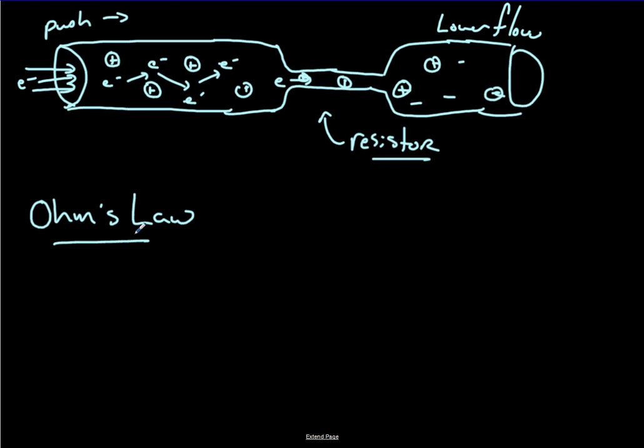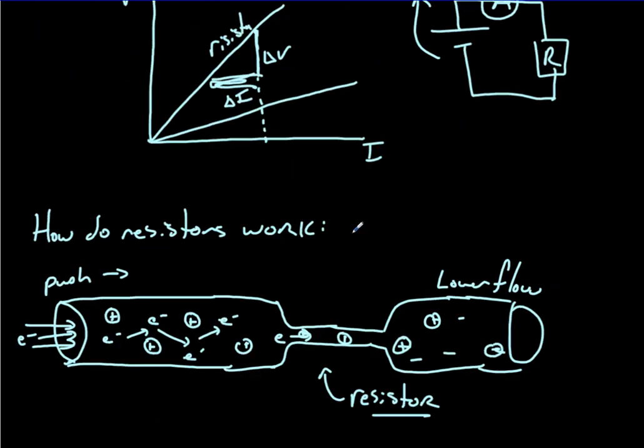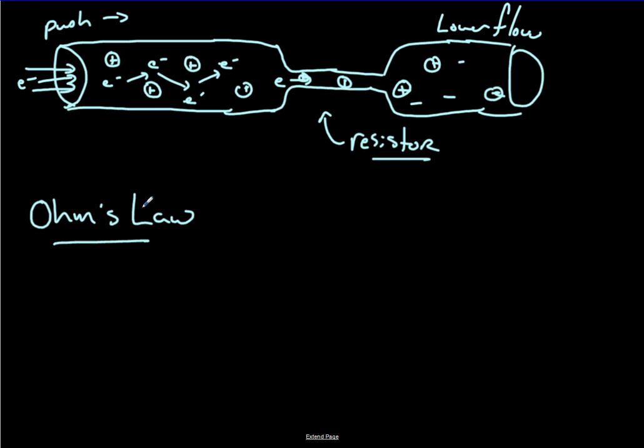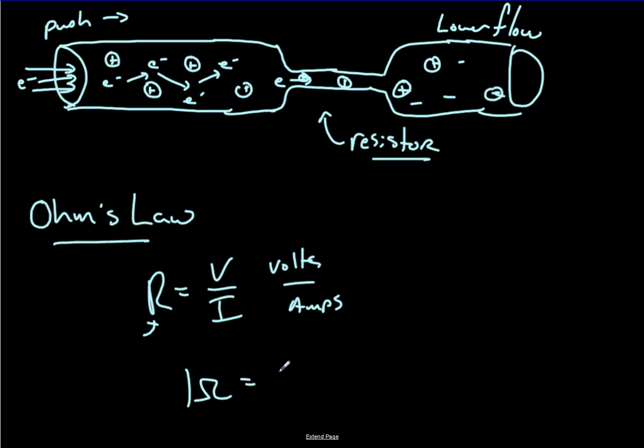Here, Ohm's law, and I didn't really finish what we were talking about over here, so I'm just going to rewrite that. This is Ohm's law, and it's measured in volts per amp, and the unit of this is ohms, so 1 ohm is equal to 1 volt per amp. Okay?